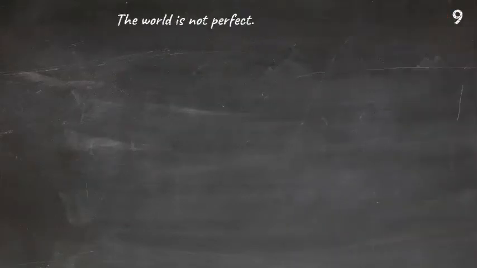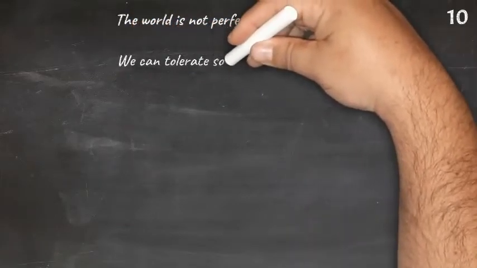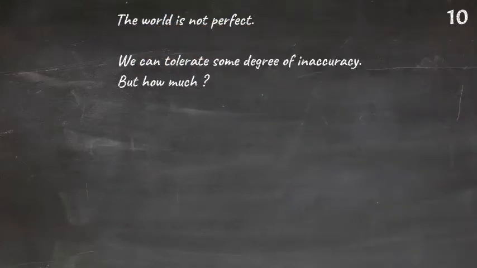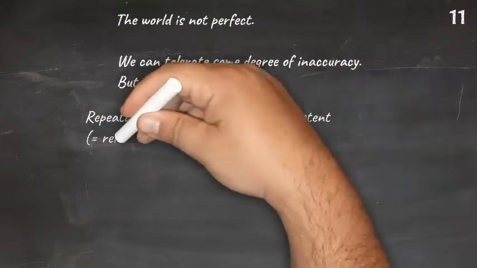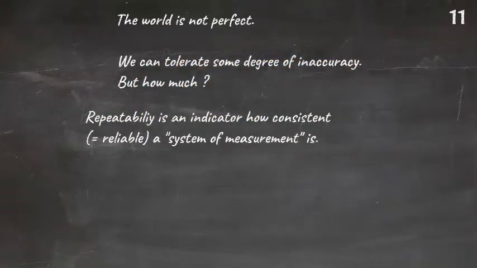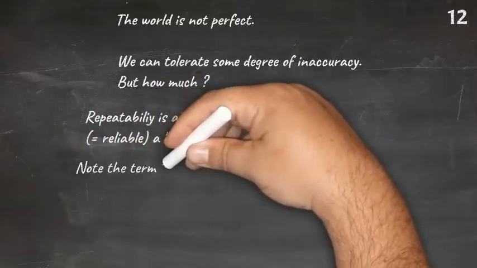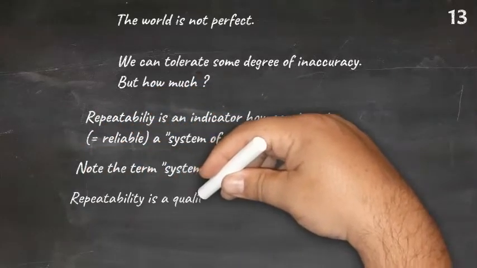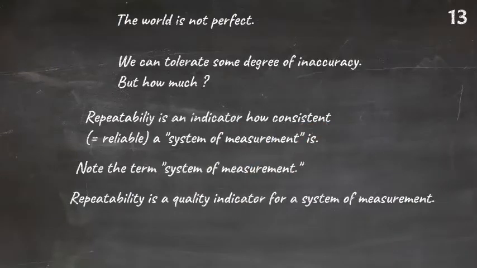But the world is not perfect. And we can tolerate some degree of inaccuracy. But how much? Repeatability is an indicator of how consistent, or reliable, a system of measurement is. Note the term system of measurement. Repeatability is a quality indicator for a system of measurement.